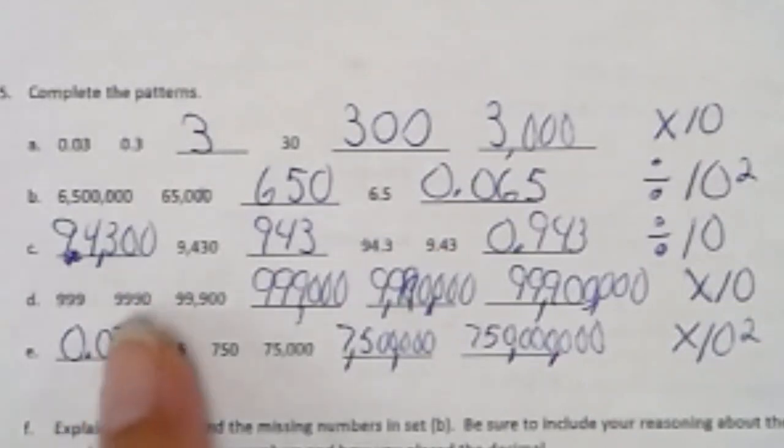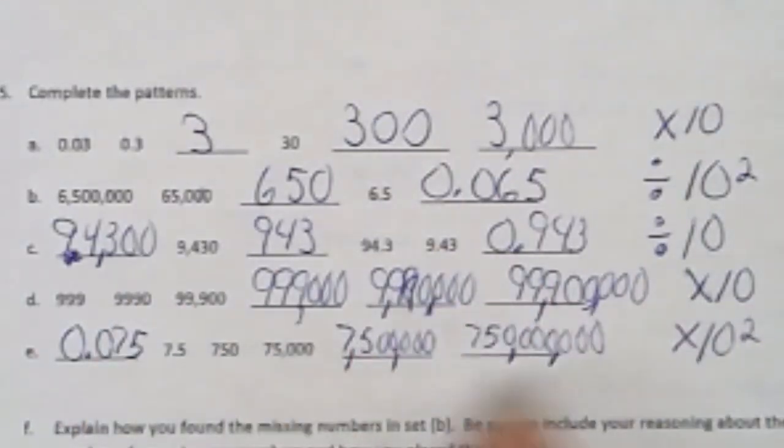Alright, the last two were times 10 and times 10 to the second, or times 100. You can see my answers there. The lines were a little small to fit all that in.